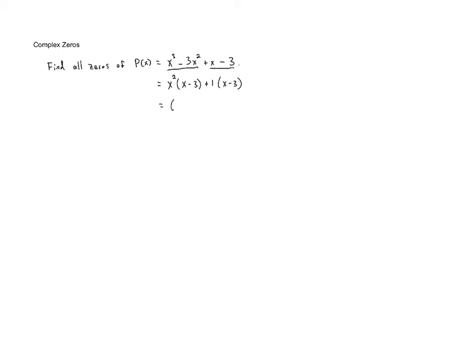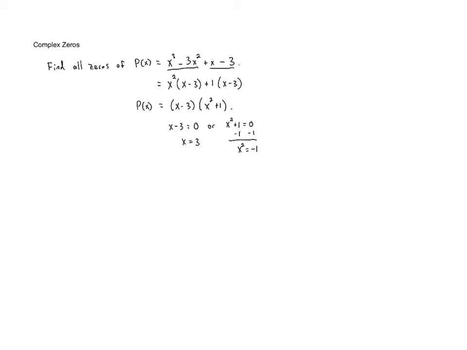And then the two groups have x minus 3 as the common factor and x squared plus 1 as the leftovers. So we have a factored form of our polynomial, and we can set each of these factors equal to 0 to find the roots. The first one gives us x equals 3. The second one is going to be a little bit more complex. We subtract 1 from both sides, giving us x squared equals -1.